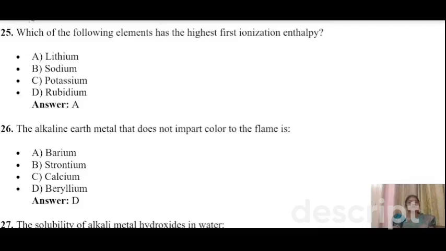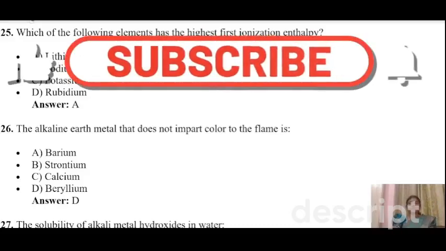Which of the following elements has the highest first ionization enthalpy? Here four elements are given: lithium, sodium, potassium, rubidium. All four are alkali metals. As size increases, the ionization enthalpy decreases. Lithium has the smallest size, therefore its first ionization enthalpy is also the highest. Therefore, the answer is A. Okay, my dear students, let us conclude this.